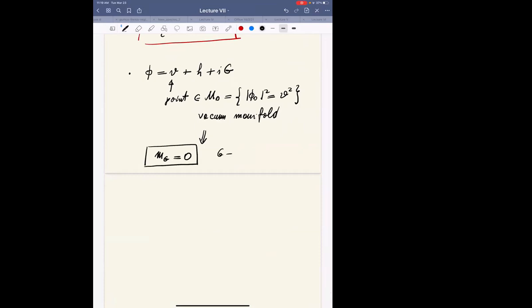G is what you called a Nambu-Goldstone boson. It had to do with the fact that Q acting on phi 0 was actually phi 0. The vacuum carries charge. So when the vacuum carries charge, this means that the symmetry is broken.